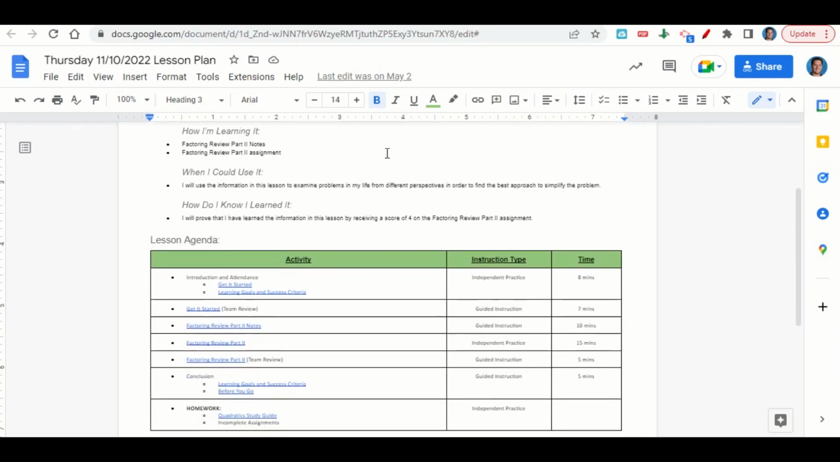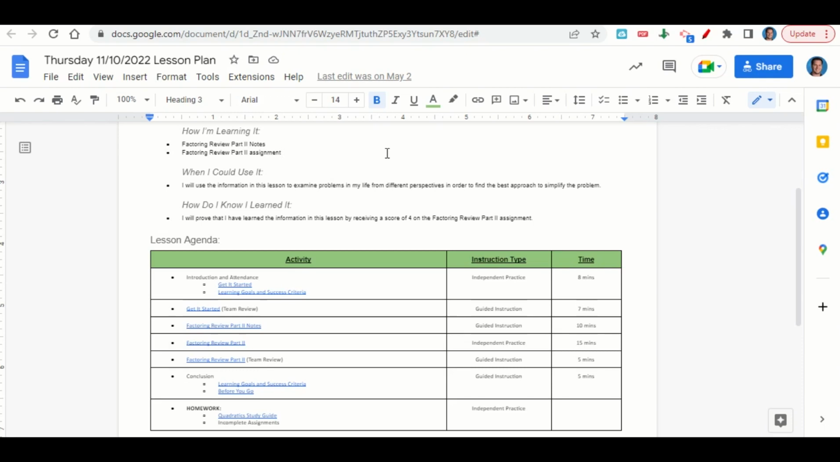Now let's take a look at our agenda for today. We will begin by going over the learning goals and success criteria. While we do that, you'll fill out your Get It Started. Once you've completed your Get It Started, we'll go over it together and answer any questions that you may have. After that, we'll go over the Factoring Review Part 2 notes, and then I'll give you time to complete the Factoring Review Part 2 assignment. Once you've completed the assignment, we'll go over it together and answer any questions that you may have.